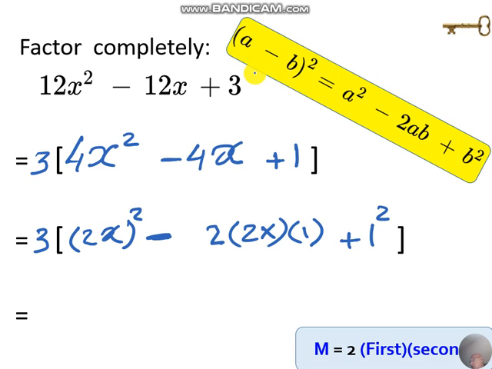I can write it in this shape here. 3 under 3. Here minus, here quantity squared. The first is 2x, and the second is 1.